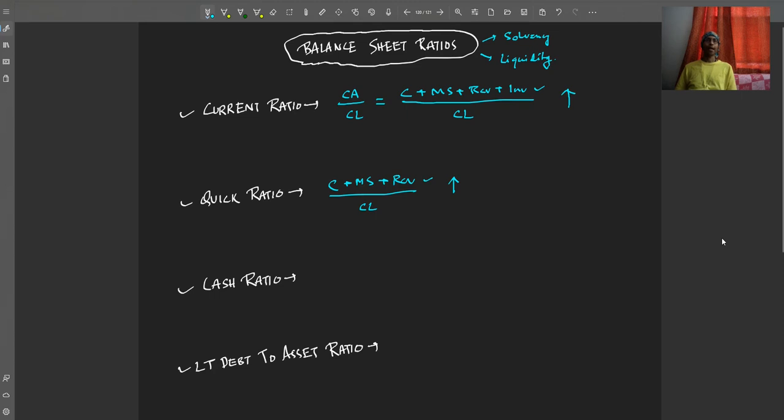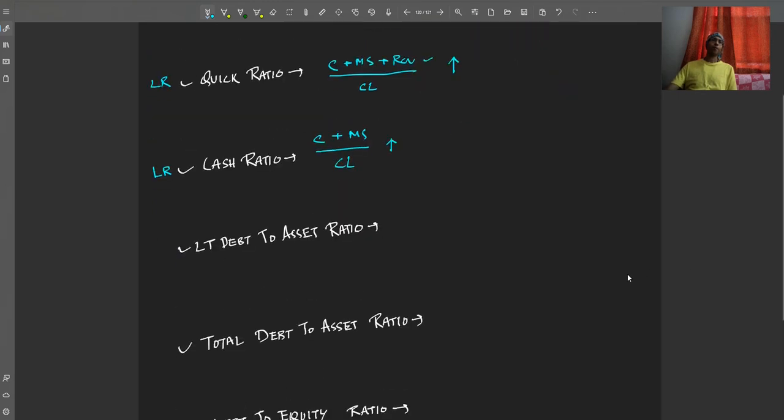Cash ratio. Cash ratio is the most conservative among these three. This is cash and cash equivalents plus marketable securities divided by current liabilities. This is basically talking about the cash or very near to cash assets that the company has and how much it is going to sustain in case of some situation. Obviously, we want this number also to be high. So these three are liquidity ratios.